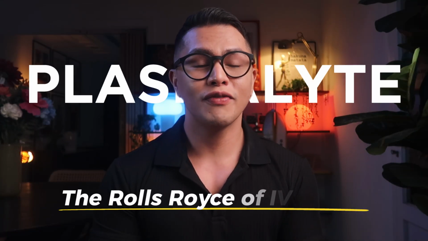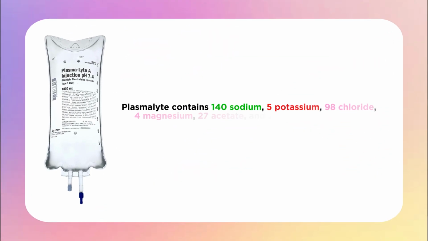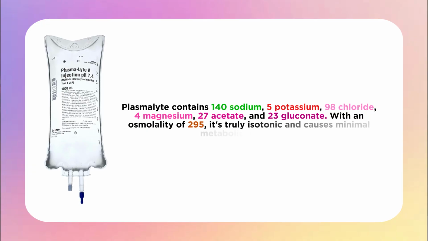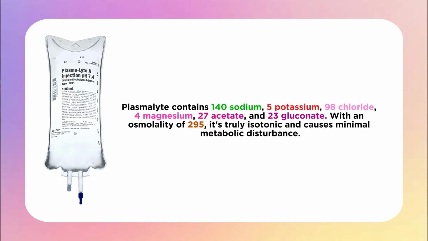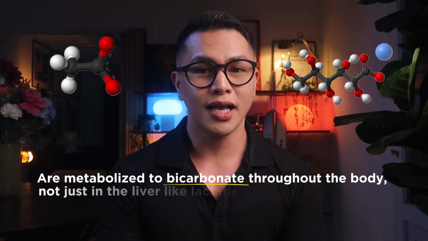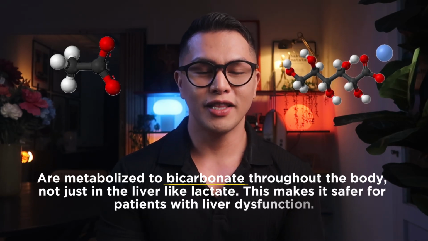Let me introduce you to Plasmalyte, the Rolls-Royce of IV fluids. This solution is specifically designed to match plasma composition as closely as possible. Plasmalyte contains 140 sodium, 5 potassium, 98 chloride, 4 magnesium, 27 acetate, and 23 gluconate. With an osmolality of 295, it's truly isotonic and causes minimal metabolic disturbance. The acetate and gluconate are metabolized to bicarbonate throughout the body, not just in the liver like lactate. This makes it safer for patients with liver dysfunction.